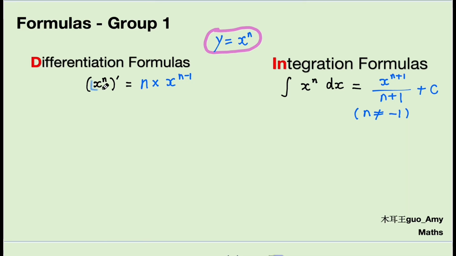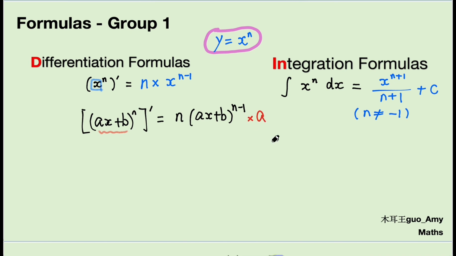We are going to generalize x to the linear function ax plus b, the whole thing to the power n. And when we differentiate this function, we will have the same rule: put n to the front, then times ax plus b to the power n minus 1. For the inner function, when we differentiate the inner function, we have to multiply by a.